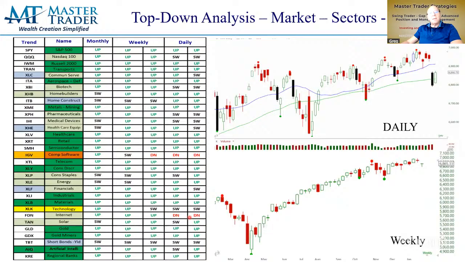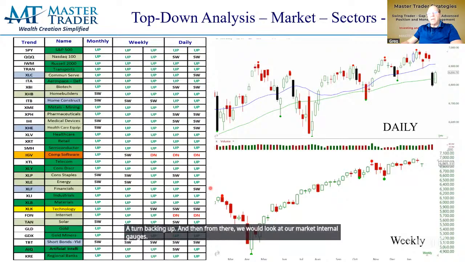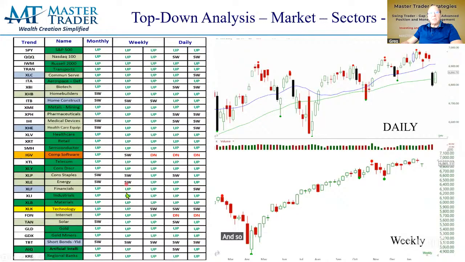And what we then do is just continue to monitor that. Maybe the daily flips from down to sideways. That often precedes a turn back up. And then from there, we would look at our market internal gauges, and that would communicate to us whether it was time to put risk back on. And so this helps us with sector rotation and money flow. What's happening there?